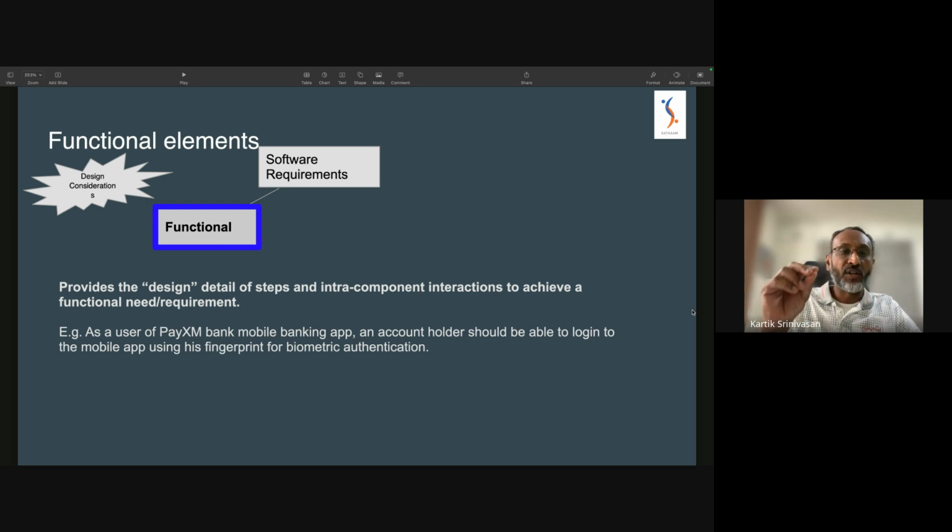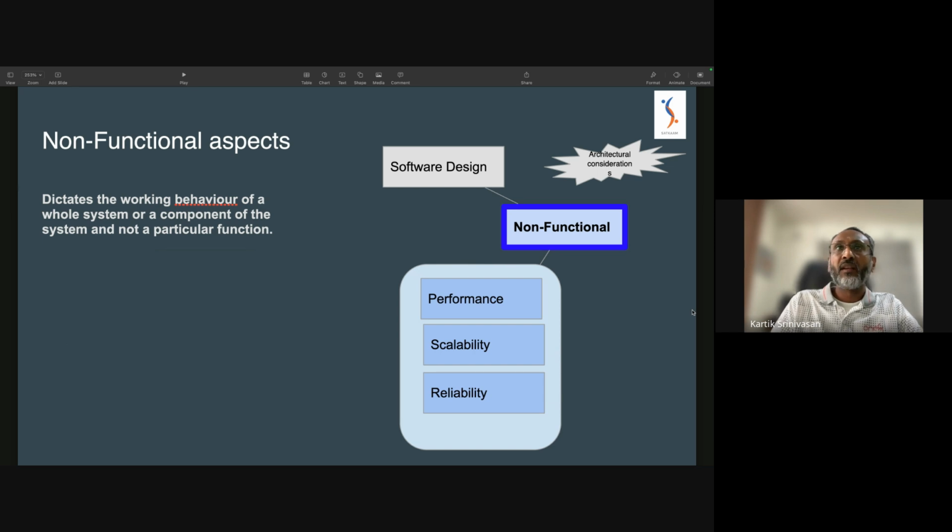How does he or she interact with the system is part of the functional set of requirements. The non-functional aspects are slightly different though, right? So they don't necessarily deal with anything functional. These are the working behavior of the entire system put together.